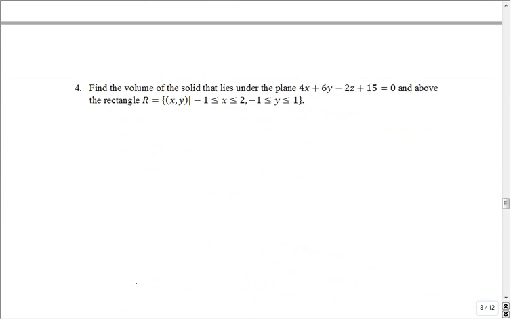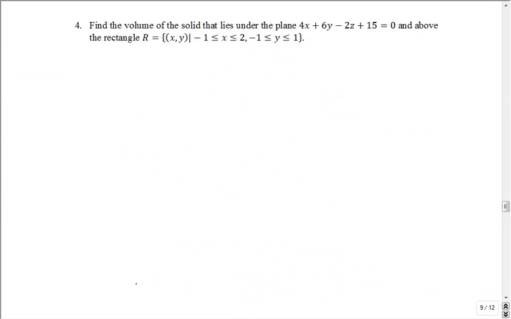Remember I told you that when you're finding the double integral over a rectangle, you are finding the volume of the solid where the surface is lying over the rectangle. So if you see a question asking you to find volume, don't get confused. It is just a double integral. So look at number 4.